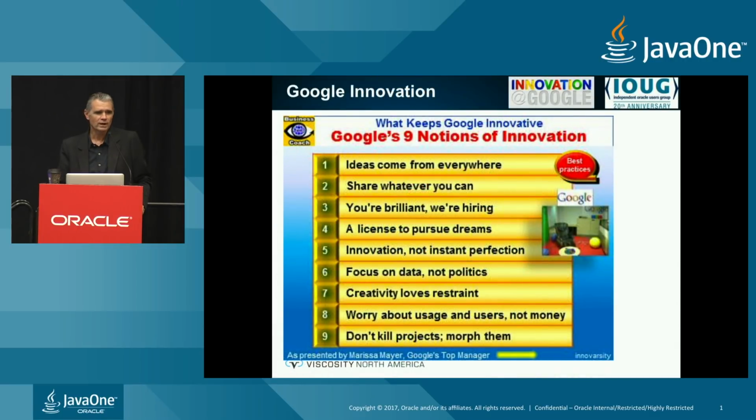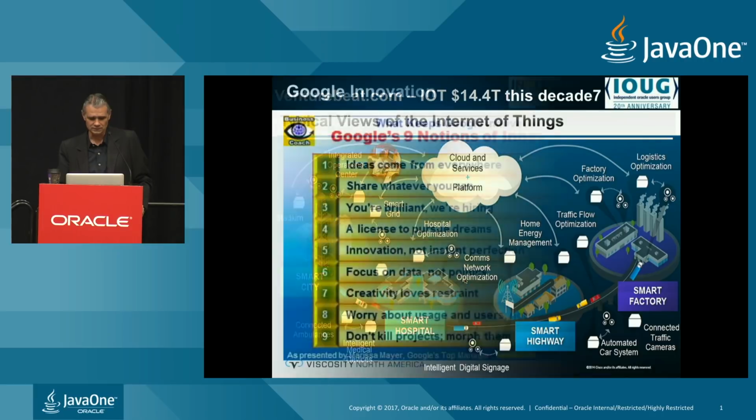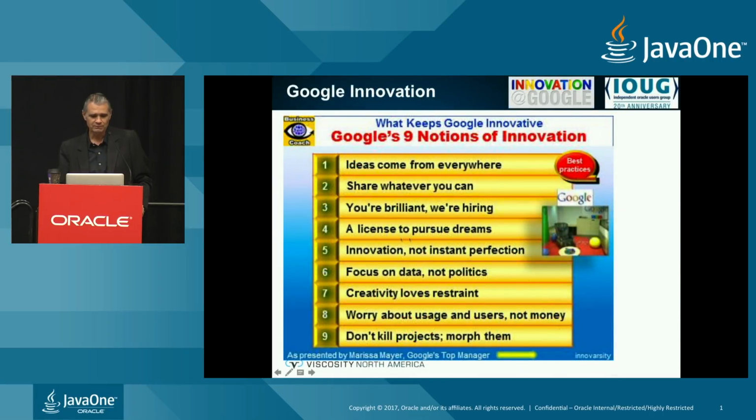Google, why are they so successful? Because they're big on innovation. Ideas come from everywhere. They realize it's not just the top guy who has the best ideas. Focus on data, not politics. Sorry. Innovation, not instant perfection. Creativity loves restraint. I don't know about that one.